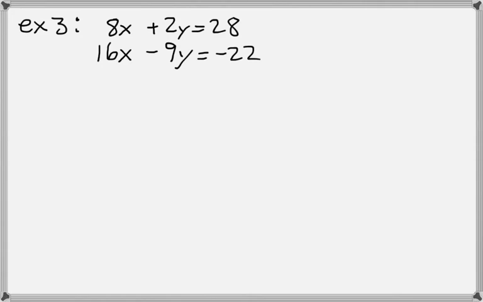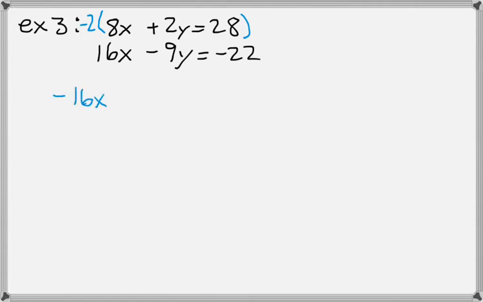If I look at the x's, 8 and 16, I can very easily turn an 8 into a 16 and only have to multiply one of these equations. So I'm going to choose to eliminate x. And in order to get same number, opposite sign, we're going to need to multiply that first equation by a negative 2. So negative 2 times 8x gives us a negative 16x.